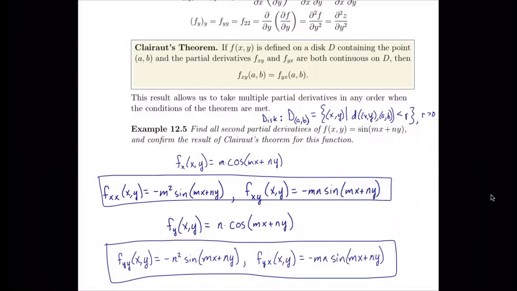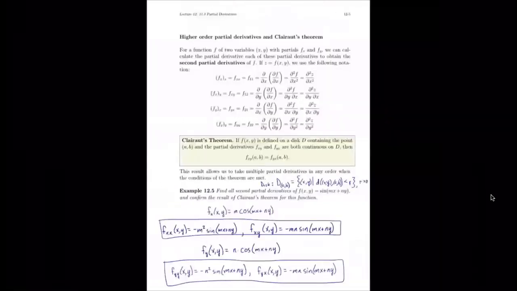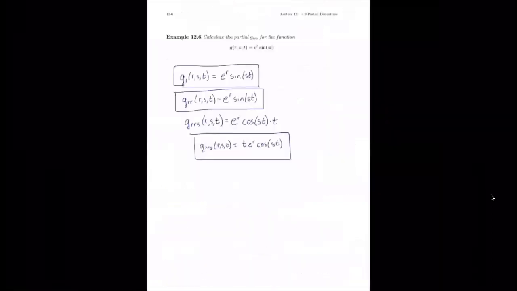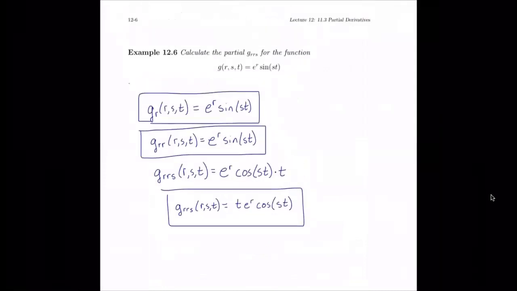It doesn't prove it, but it's confirming that that's in fact the case for this function. Now, mixed partials up to any order is possible. So in this case, they're asking us to find the third order partial of g with respect to r and s. Okay, and the function g of r, s, t is given below.